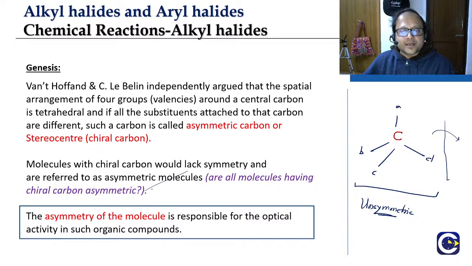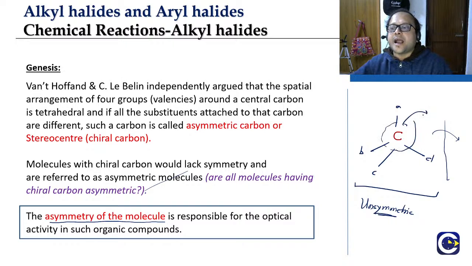So you can see that when we have asymmetry about a carbon, and the whole molecule is asymmetric in nature, then the possibility of optical activity increases a lot. 99% it will be optically active, right? And such carbon atoms are also called chiral carbon atoms, right?